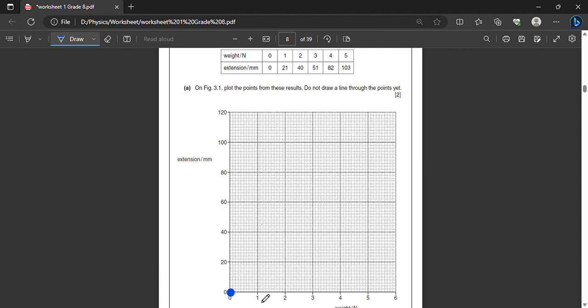Then 1 is 21, so when you zoom in you can see it will be here. Then 2 is 40, that will be over here. Then 3 is 51, so let's make it somewhere here. Then 4 is 82, so 82 will be somewhere here. Then 5 is 103, so let's make it somewhere here.